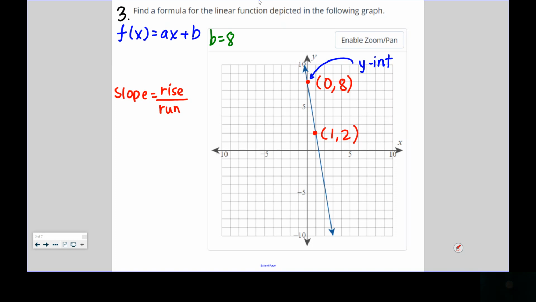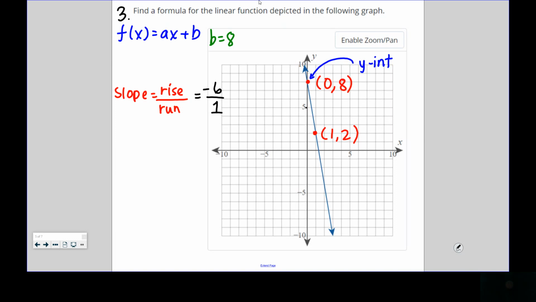Start at your y-intercept and see how far you have to go to get to your next point. All right, so starting at your y-intercept, we go down, so we know it's going to be negative. 1, 2, 3, 4, 5, 6. So down 6. And how far to the right? Just 1. And that's going to be positive. If you go in the right direction, it's positive. Left direction is negative.